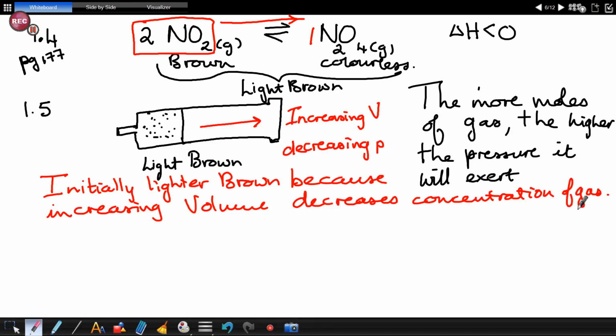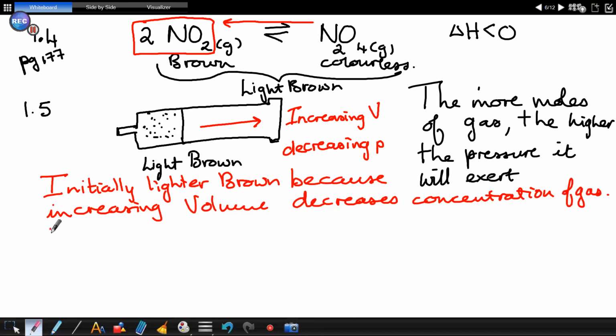But unfortunately, this is a reversible reaction. Which reaction will be favored? The reaction which will increase the pressure. Which reaction will increase the pressure? The reaction that makes more molecules of gas. So in this case, it is the reverse reaction.